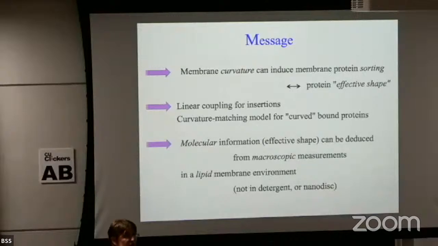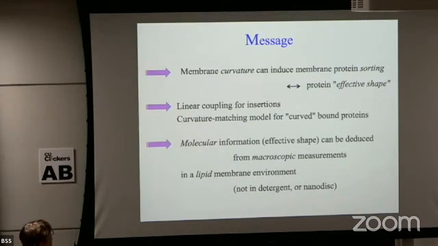Okay, so the message, at least what I tried to convey so far about curvature and protein with certain spontaneous curvature, is that at least the membrane curvature can induce protein sorting. And this is related to the protein effect, what I call effective shape. I mean, the effective shape meaning that it includes the effect on the membrane.